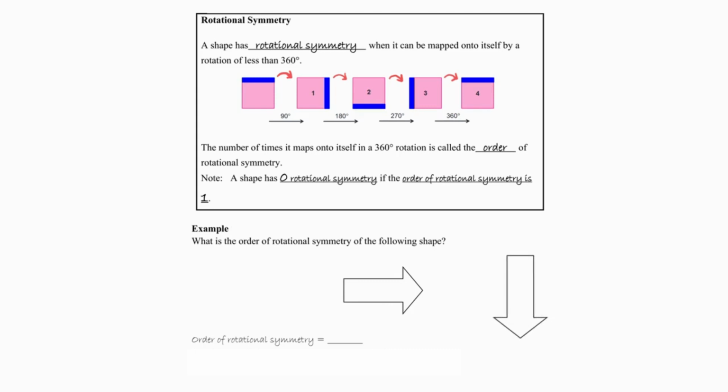and it does not look like the shape. I'm going to continue to turn. It still does not look like the shape. After I go through another round, notice that only after one round it goes back to the original shape. So in this case, the order of rotational symmetry will be equal to 1.